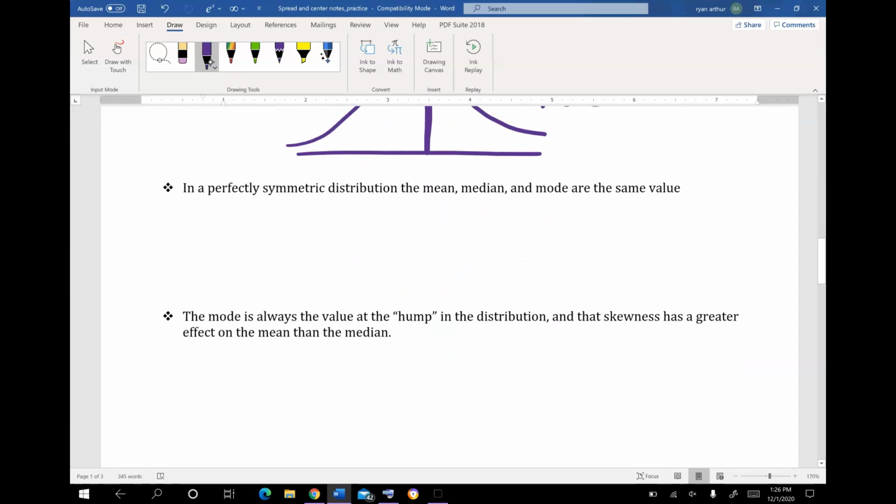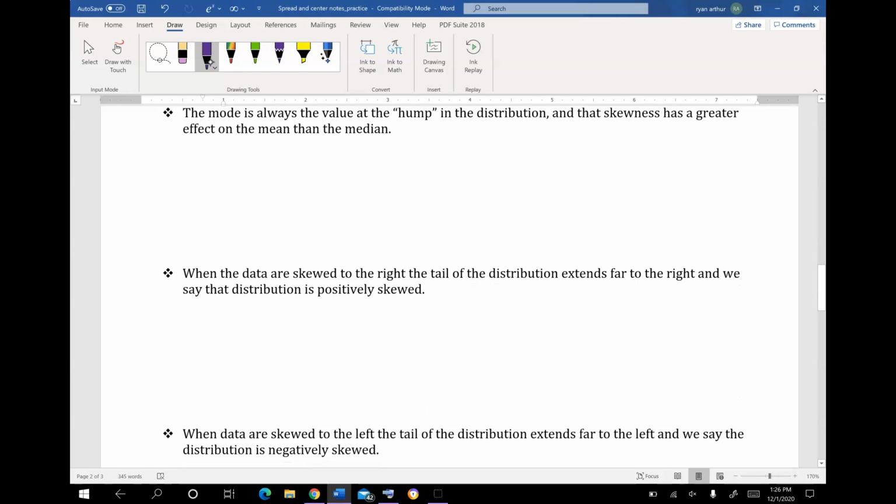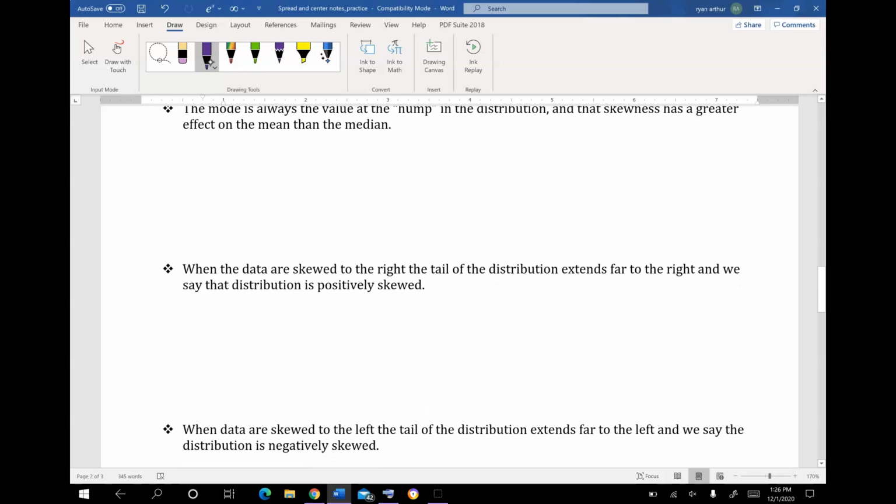Okay. All right, the mode is always a value at the hump in the distribution, and the skewedness has a greater effect on the mean than the median. Okay, so if something's skewed, it's going to pull that median. All right, that's what that means. Now, when the data are skewed to the right, the tail of the distribution extends to the far right, and we say that's distributed positive. So you can say positively skewed, or you can say right skewed. Okay? It means the same thing.